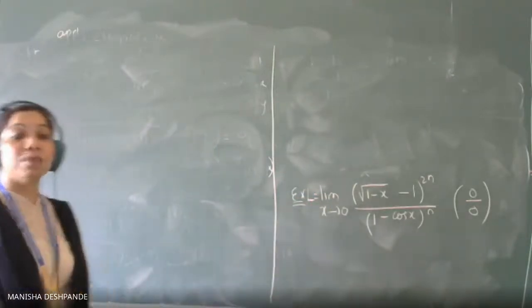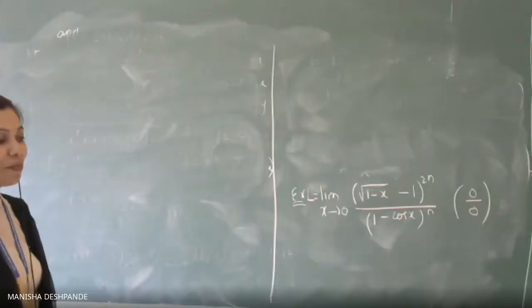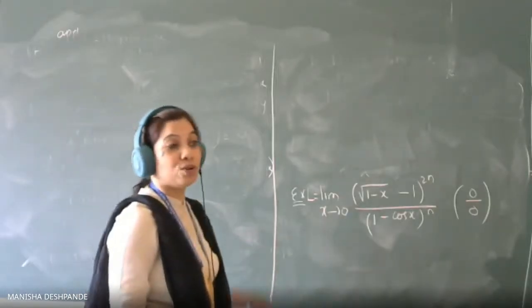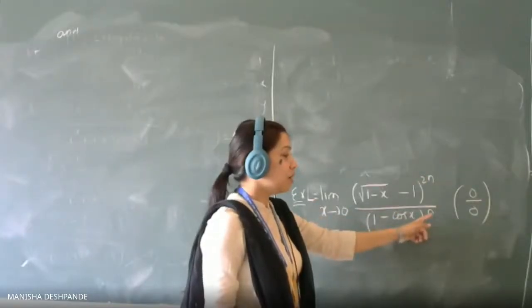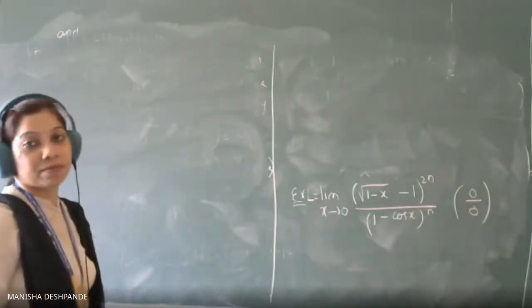But how many times do you have to apply L'Hospital rule? Until the indeterminate form is over. What is that n? The number n is not given to you, it is a constant, right? So you have to differentiate those many times, minimum n times. This is 2n, which is higher, and this is smaller. So if you differentiate n times, then it will become a constant. And you don't know what that n is. Are you getting it?